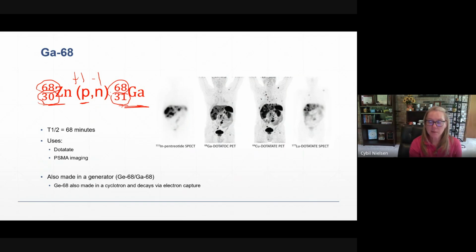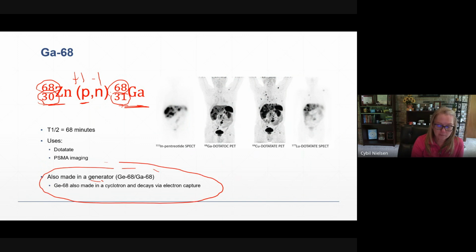Now, we can make it this way because a lot of our radionuclides can be made in multiple ways, but commercially, it makes more sense to make it in a generator. If you're asked how is gallium-68 made, it's made in a generator, okay? Because when you're asked these questions on your board exam, they're actually asking how is it commercially produced, knowing that it can be produced other ways, but commercially it's going to be made in a generator, which means we're going to make germanium-68, and germanium-68 is going to be made in a cyclotron, and germanium-68 then decays to gallium-68 via positron emission, via electron capture.